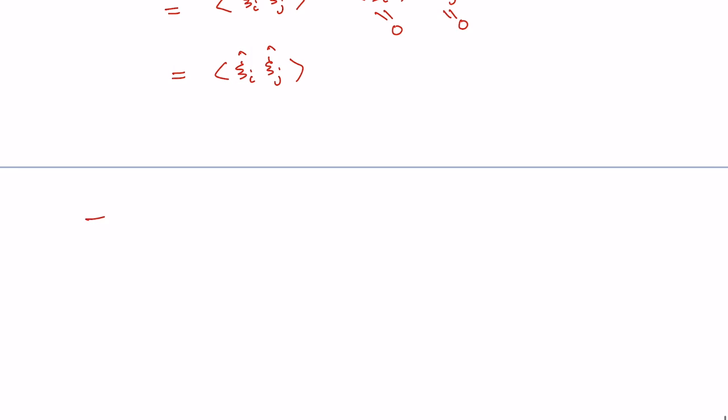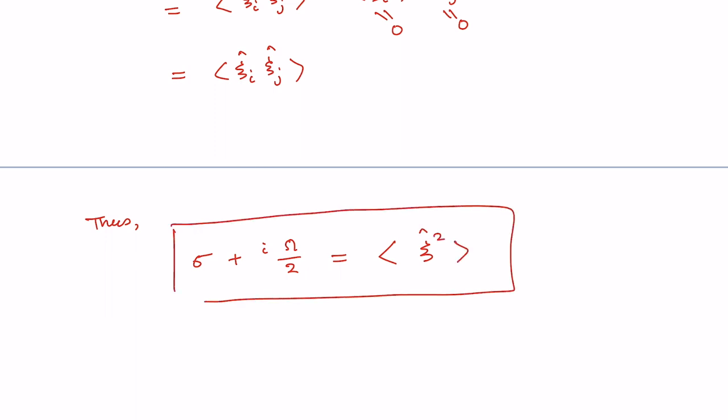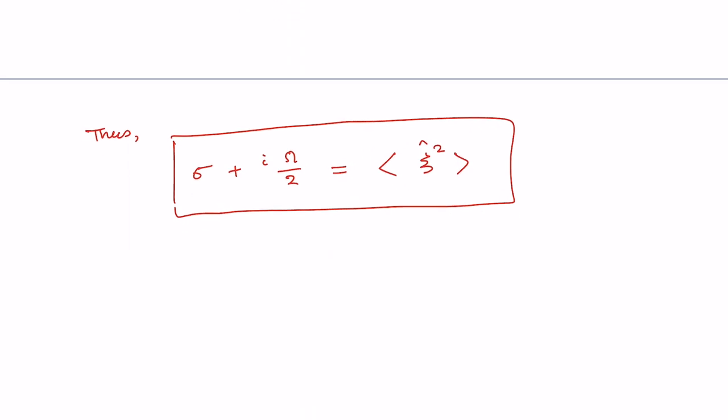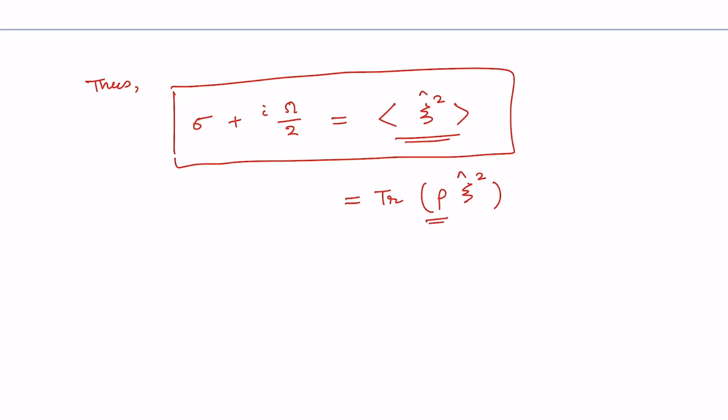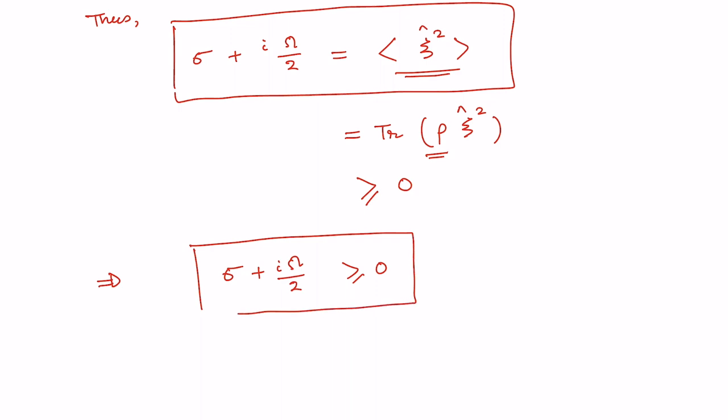So this gives me that σ plus iΩ/2 is equal to, I can write it in the full form in this way. This is what I have. Now, the expectation value of this quantity is nothing but trace of ρ ξ squared. And due to the positivity of the density matrix, you can immediately see that this should be greater than or equal to 0. This is the uncertainty relation for a continuous variable system.